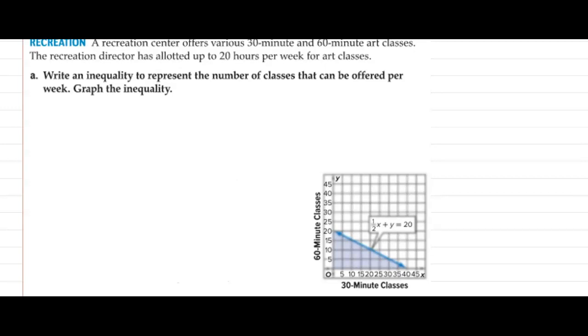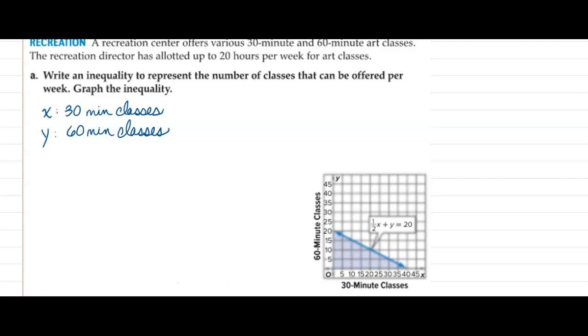So when we write an inequality, granted we have the answer written right here on our picture, but let's do it ourselves. How would we come up with that equation? Well, first we need to define the two things that are happening. We have 30-minute classes, and we also have 60-minute classes available. You'll always have two different things that we're talking about, two different variables. Now, we want to write an inequality that says up to 20 hours a week. Well, how do you figure this out?